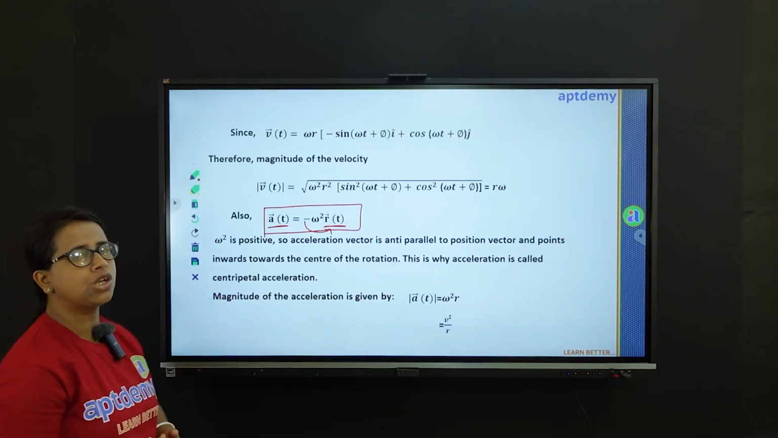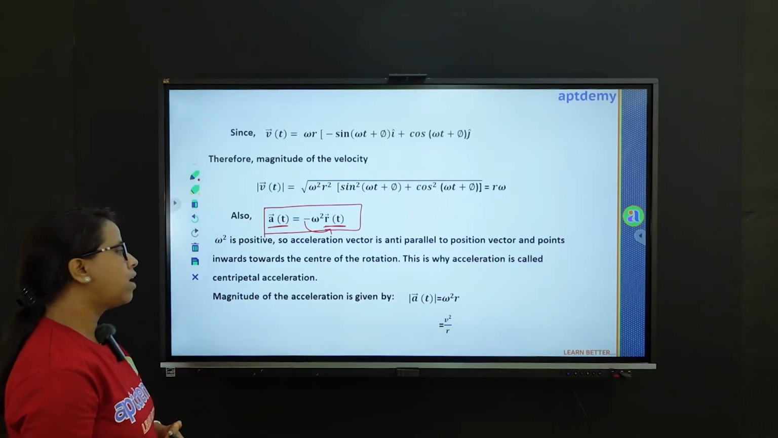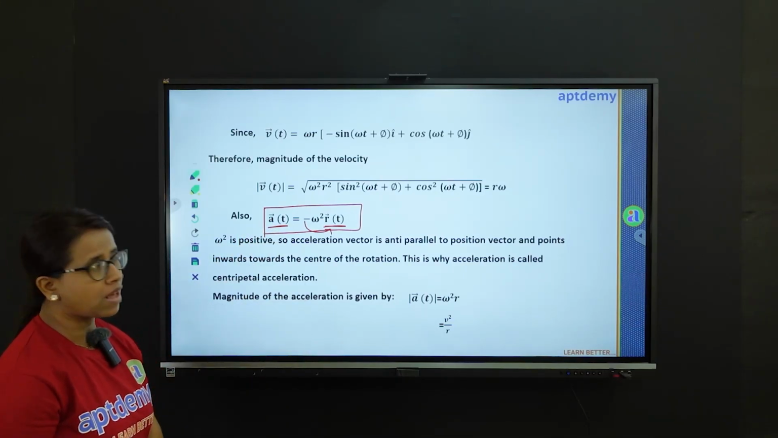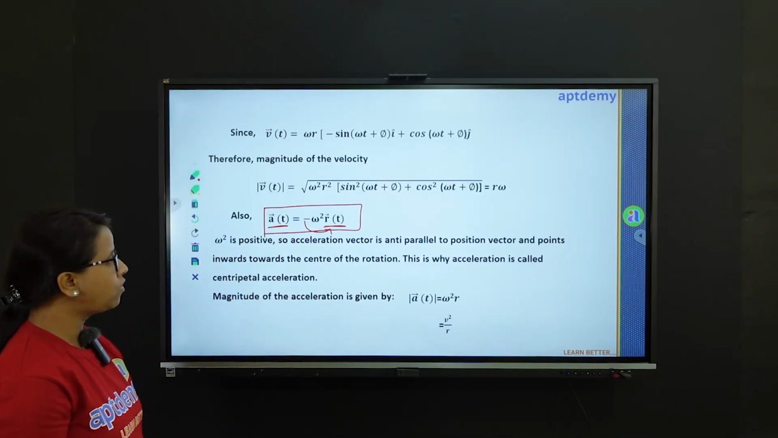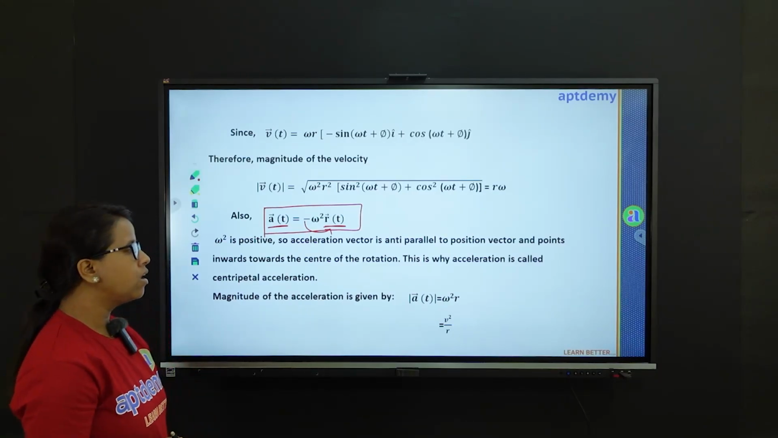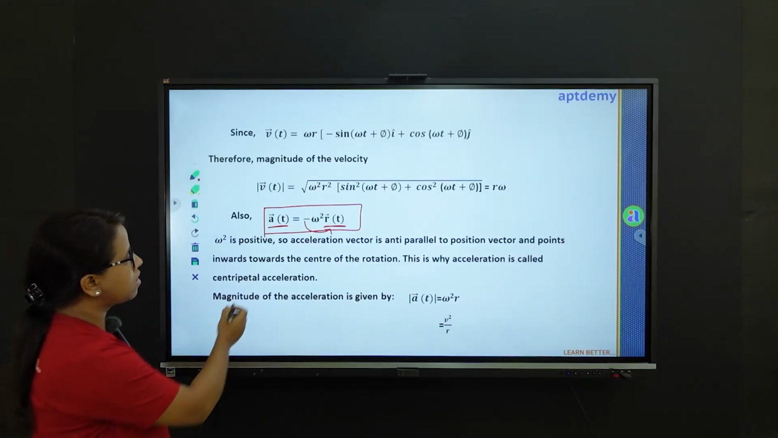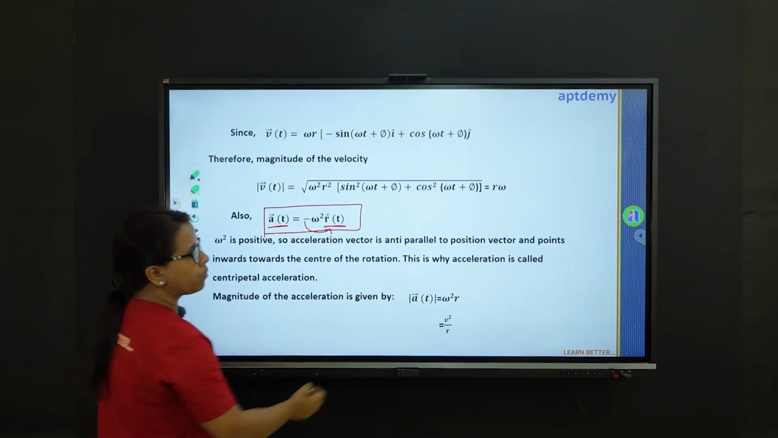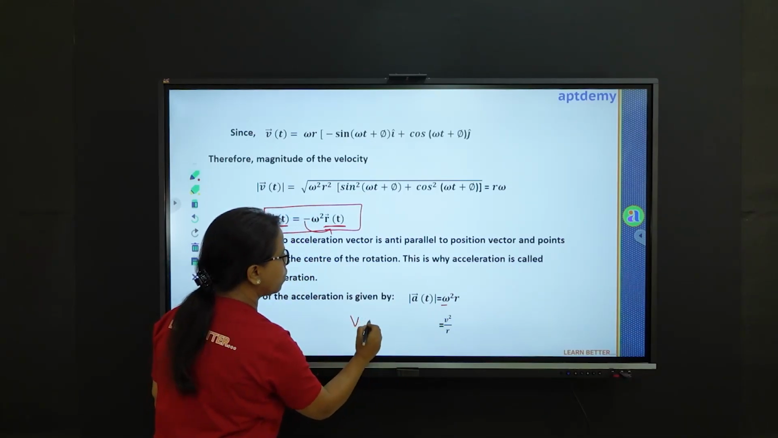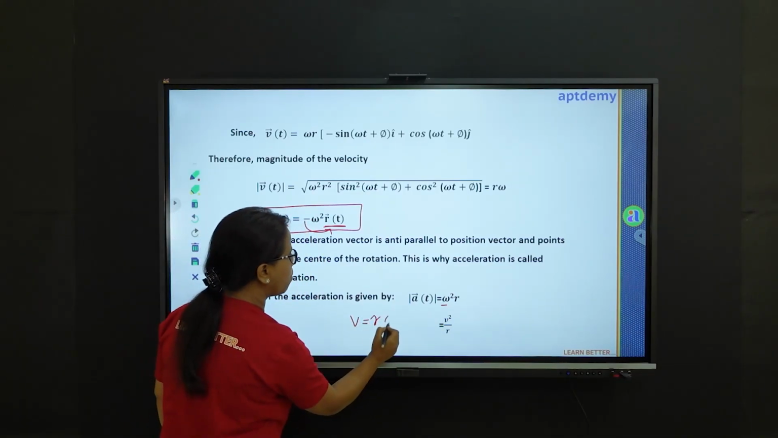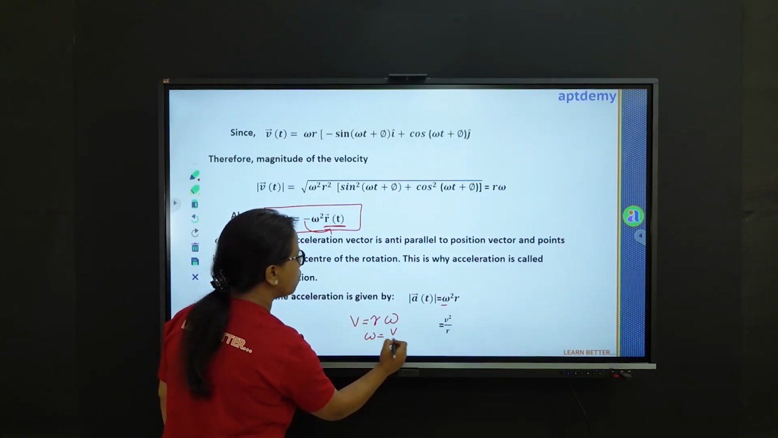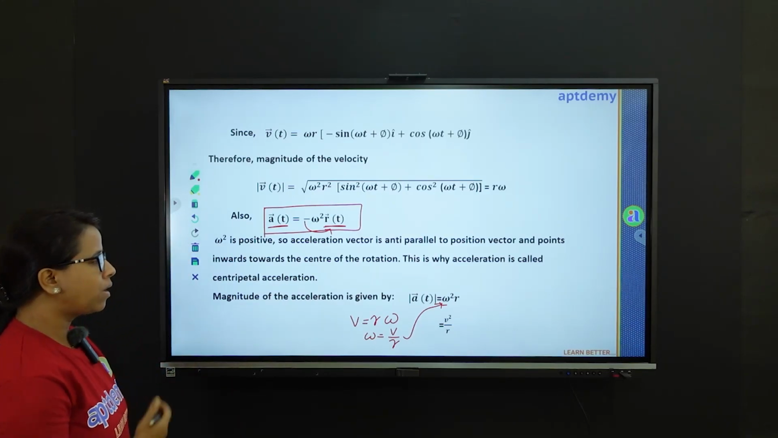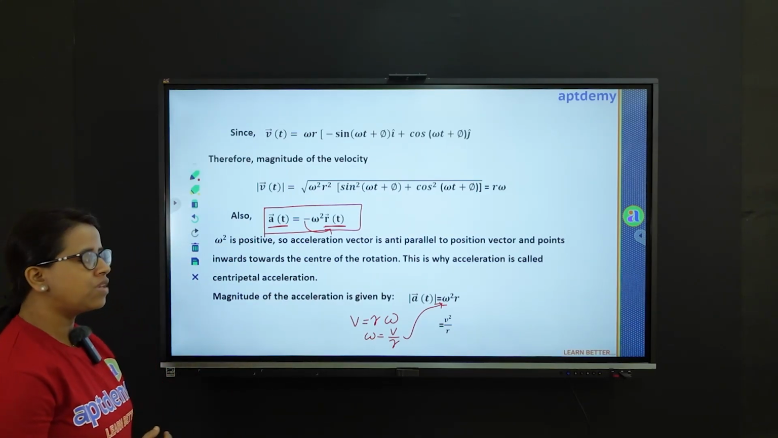So here the acceleration is called centripetal acceleration, and the magnitude accordingly, avoiding the negative sign, as whenever we are talking about magnitude, we do not include the sign. So we can write the magnitude of acceleration vector as omega square r. If you substitute omega, we had got v is equal to r omega. So omega can be written as v by r, and we substitute the value of omega here. We get the magnitude of the acceleration vector as v square by r.